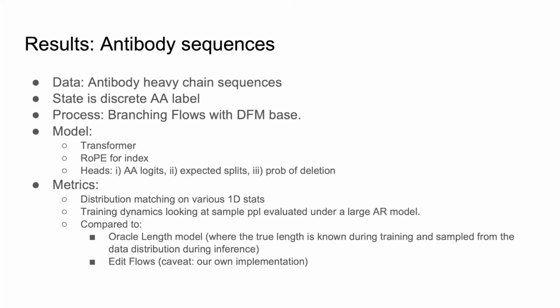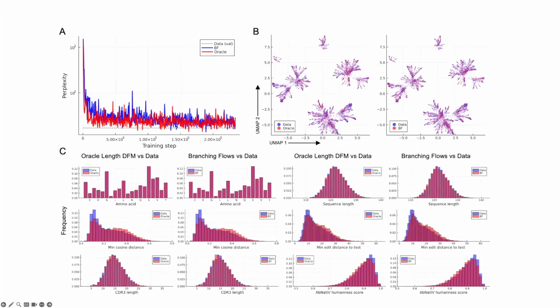And then we compare to edit flows, with a caveat. This is our own edit flows implementation, so there could be any number of things wrong with it, causing some performance differences. In terms of the oracle length comparison, our training is slightly slower in the beginning, but we quite quickly get into the same perplexity range. So as sampling goes, the generations we get start looking quite similar to an oracle length vanilla discrete flow matching model.